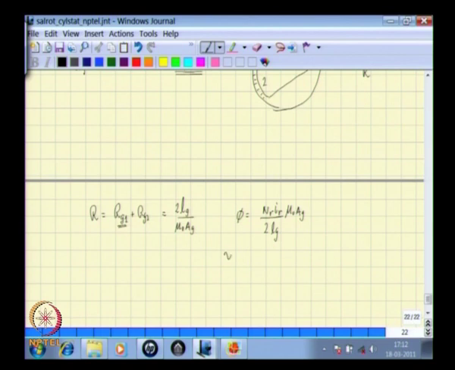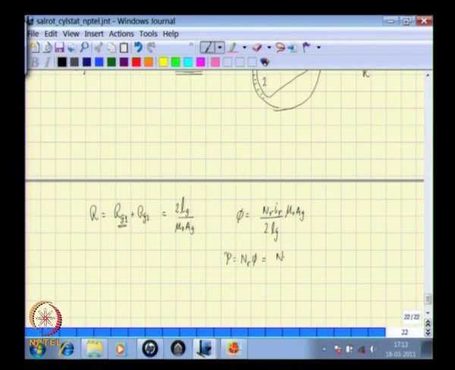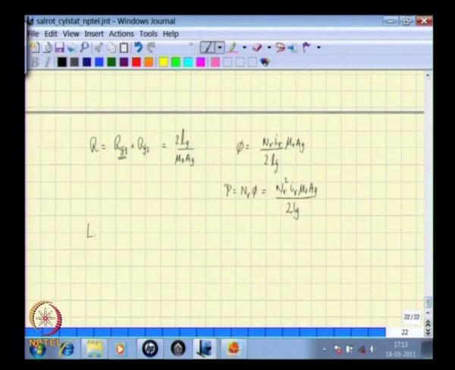and the flux linkage is nothing but NR into phi, because we are considering now the self inductance of the rotor, it is NR into phi, which means NR square multiplied by IR into mu naught into Ag by 2 times Lg, which means that the self inductance LR is nothing but psi, let us call this psi r by IR, which is NR square multiplied by mu naught Ag divided by 2 times Lg, and therefore we know the self inductance of the rotor coil.